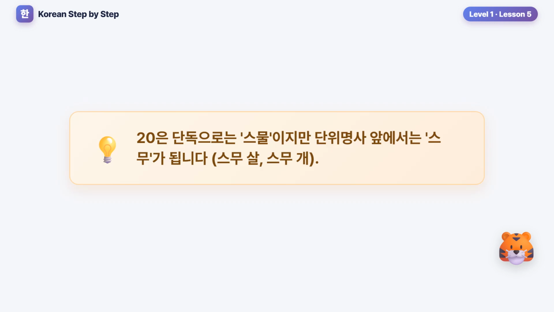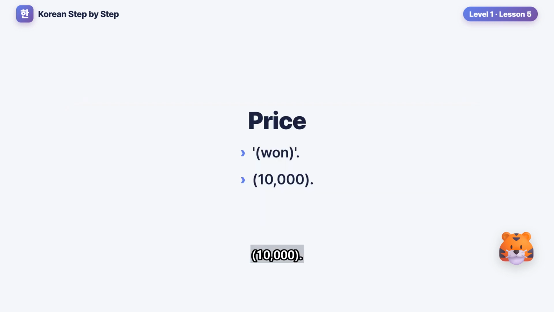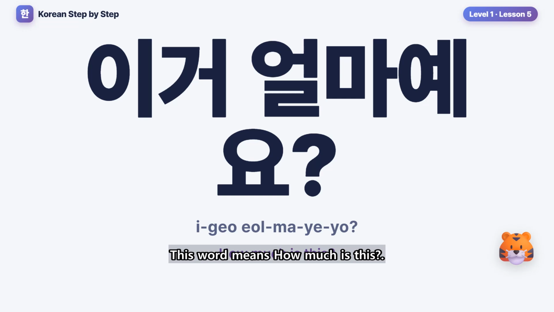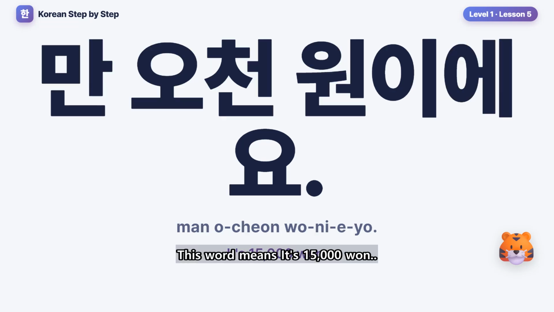Next, price. Here's a summary table. Let's read the examples. 500원, 3,000원, 15,000원. This phrase means how much is this? Listen. 이거 얼마예요? This means it's 15,000 won. Listen. 15,000원이에요.